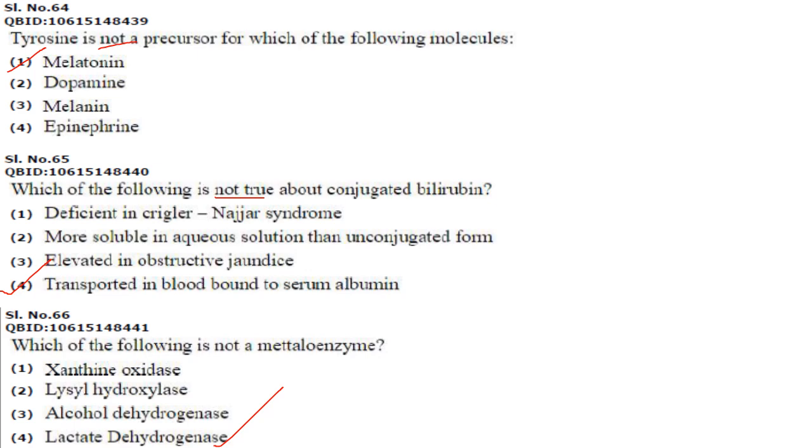Then next one. Which of the following is not a metalloenzyme? Now xanthine oxidase has molybdenum and iron. Lysyl hydroxylase has iron only. Alcohol dehydrogenase has zinc. But lactate dehydrogenase doesn't have any metals in the enzyme. So the answer here is option 4, that is lactate dehydrogenase.